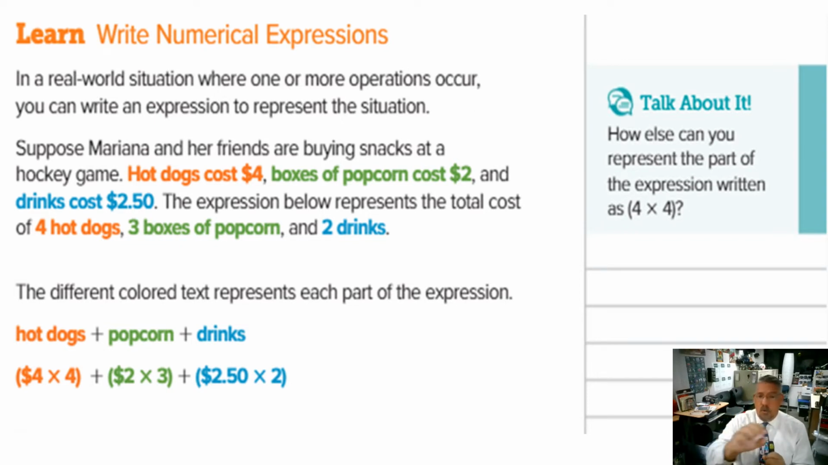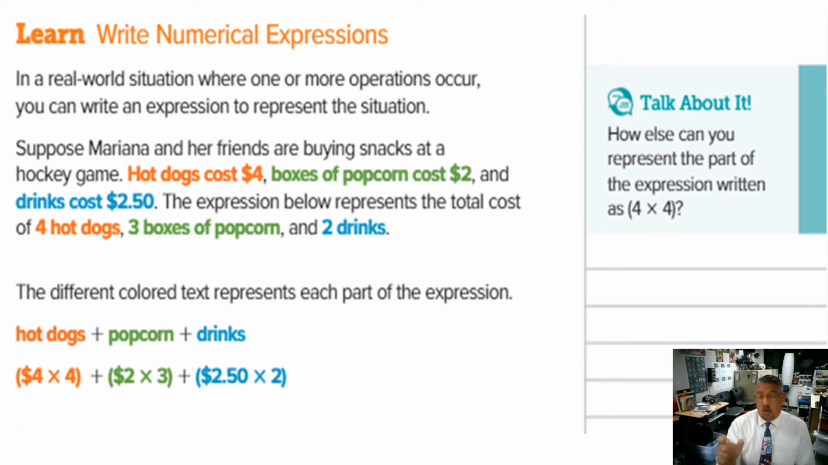So what they're showing you in that numerical expression down below is from that information. It says, suppose Mariana and her friends are buying snacks at a hockey game. Hot dogs cost $4, boxes of popcorn cost $2, and drinks cost $2.50. The expression below represents the total cost of 4 hot dogs, 3 boxes of popcorn, and 2 drinks. The different colored text represents each part of the expression.